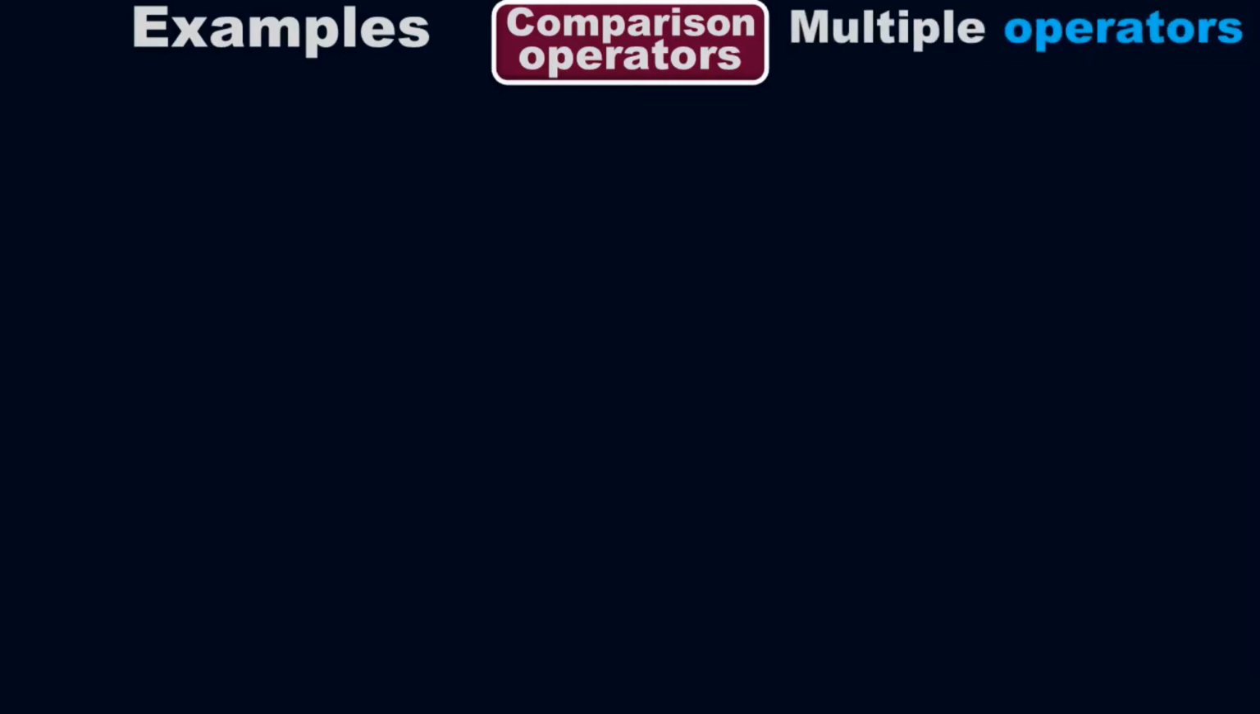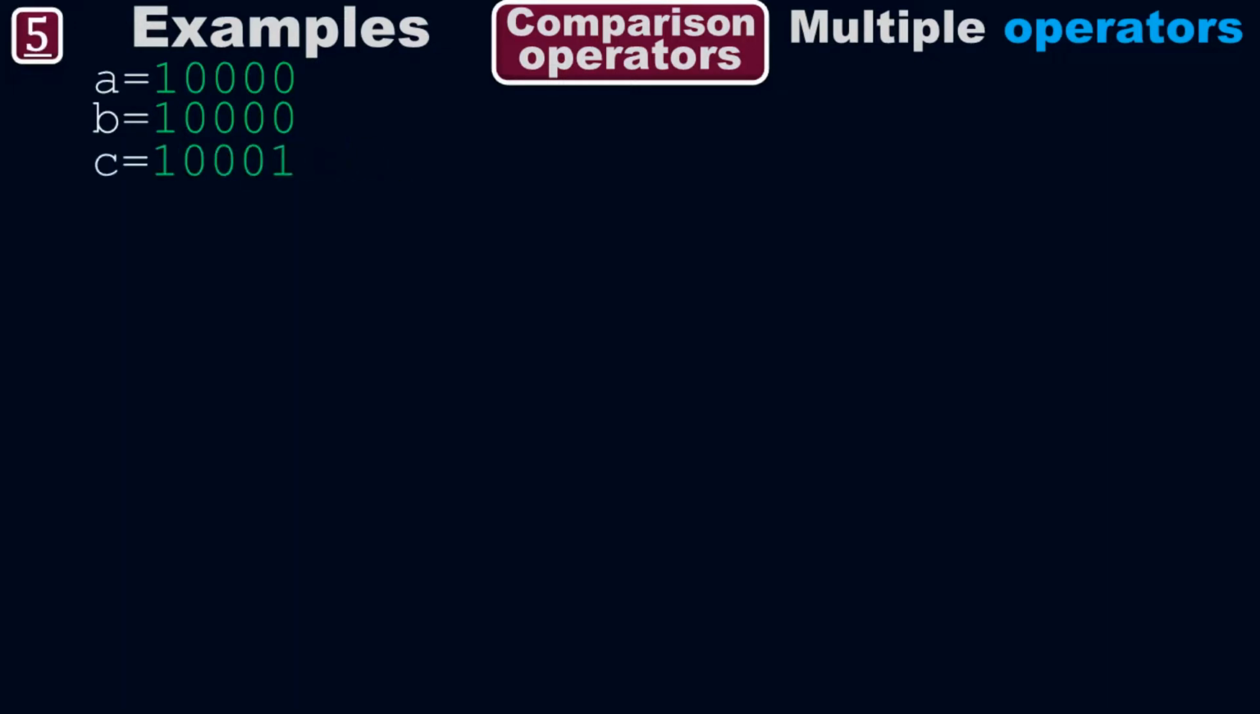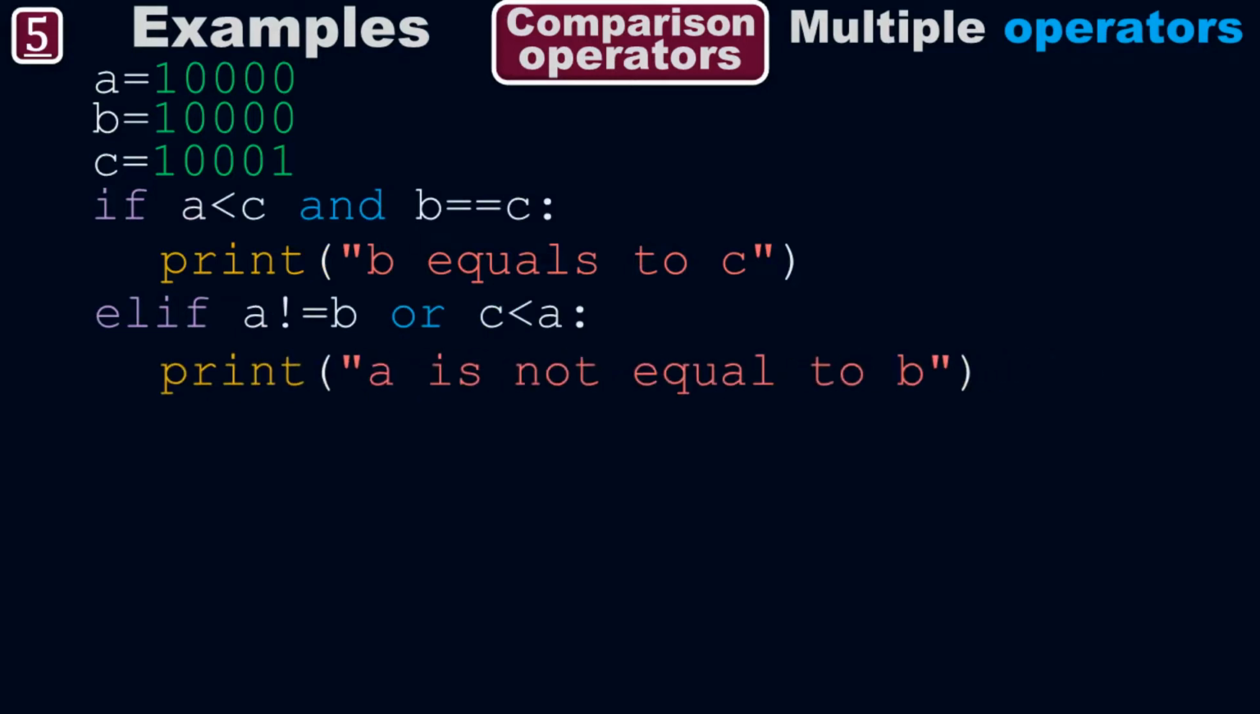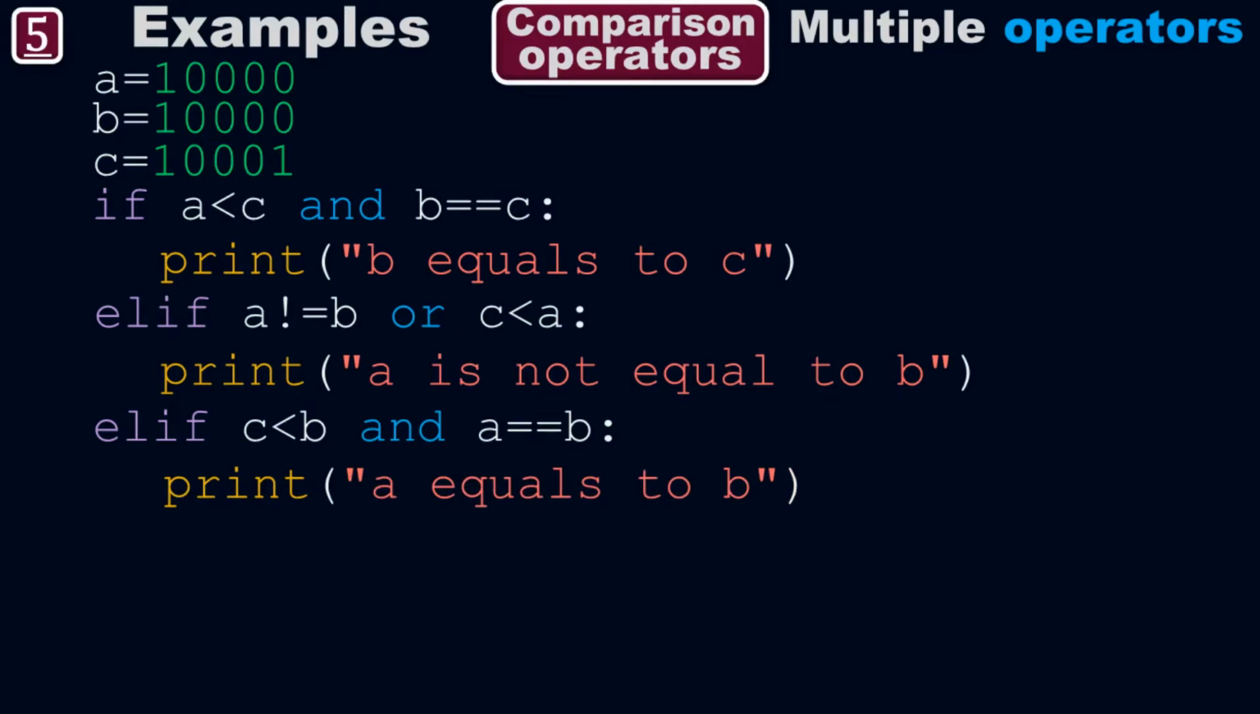Multiple operators. Now we are going to use multiple comparison operators in a single example. Example number 5. A equals 10,000, B equals 10,000, C equals 10,001. If A is less than C and B equals C, then print B equals C. If A is not equal to B or C is less than A, then print A is not equal to B. If C is less than B and A equals B, then print A equals B. Else, print the end.